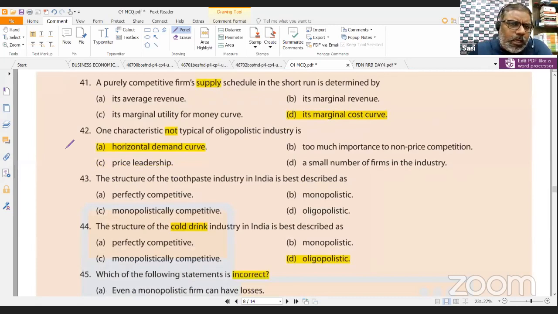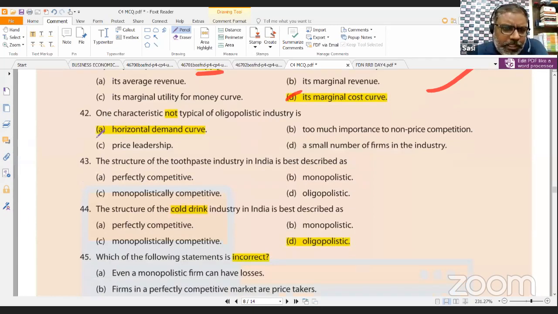Then question number 41. A purely competitive firm's supply schedule, I told you already. It is almost similar to the marginal cost curve. That is an important question also. The supply curve for a purely competitive firm will be similar to the marginal cost curve. So D, Delhi is the correct answer.